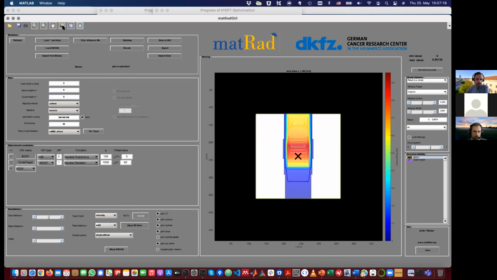You can also, with the data cursor, click here in the dose tail and check how large the dose actually is. If we do so, we see the physical dose here is almost 0.1 Gray. And the RBE weighted dose, considering the higher RBE here, is 0.2.